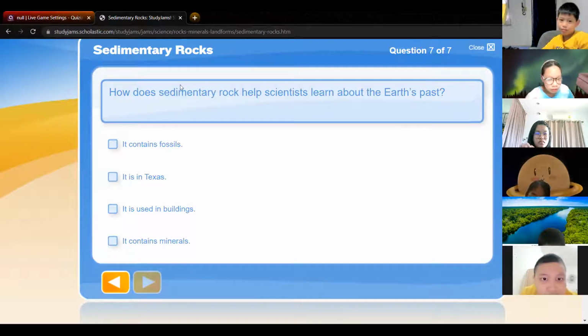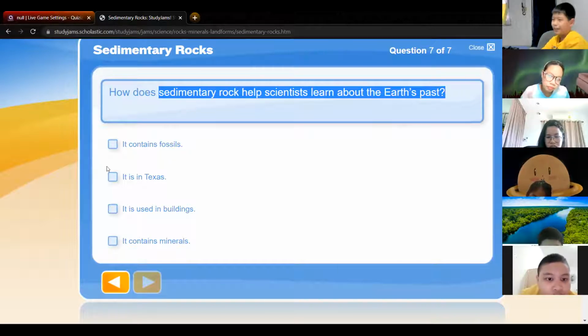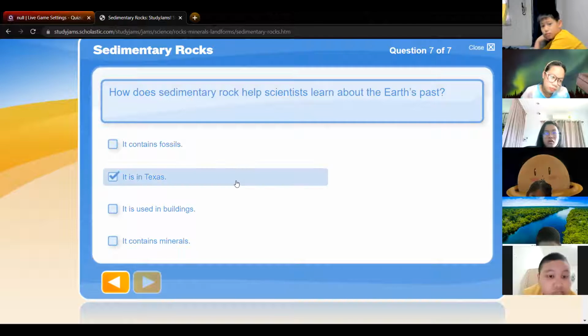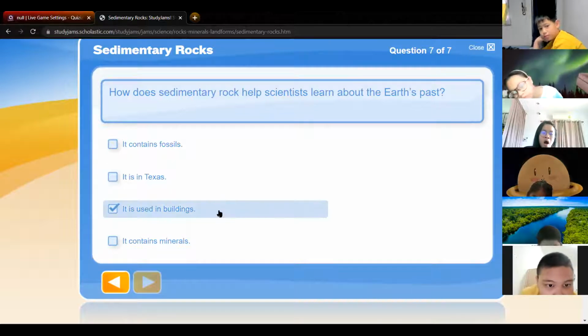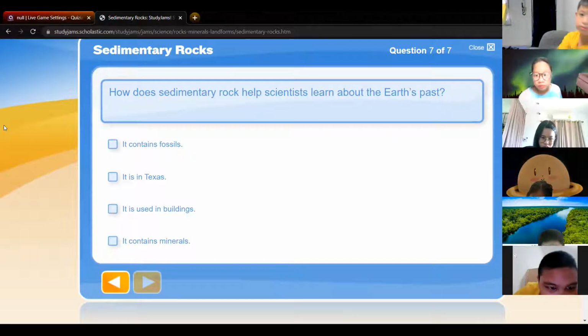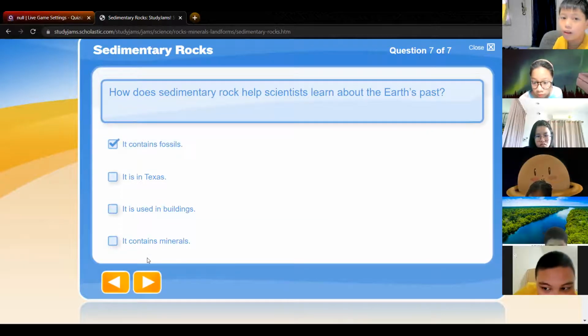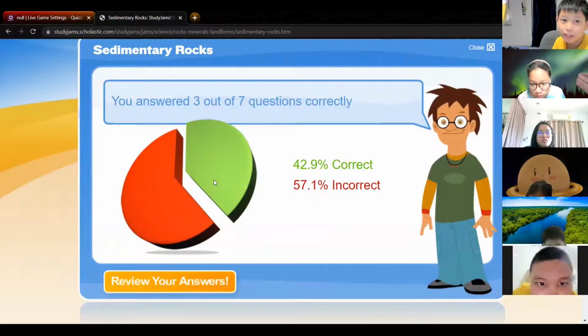Okay. Last question, I will give it to Puti-san. Number 1. How does a sedimentary rock help scientists learn about the Earth's past? It contains fossils, it is in Texas, it is used in buildings, or it contains minerals? What's your answer? One. Letter A, contains fossils. Okay. So we are done? We have a lot of mistakes. You have 42.9 correct and 57.1 wrong.